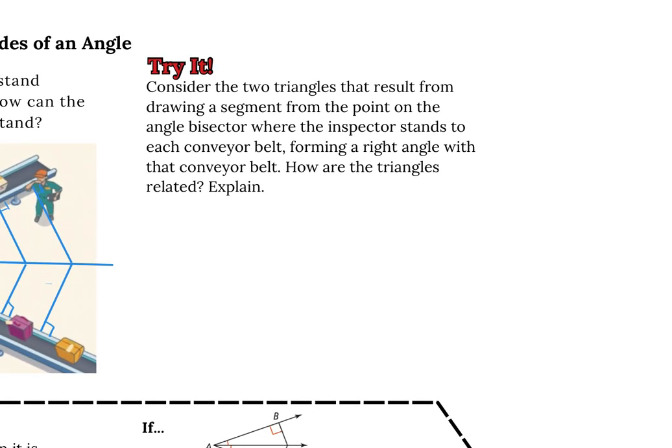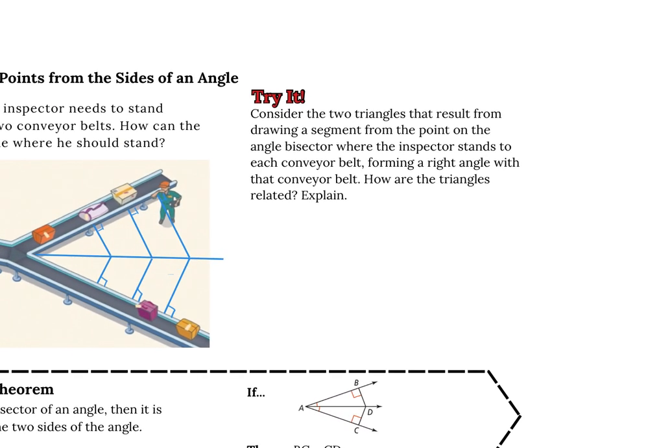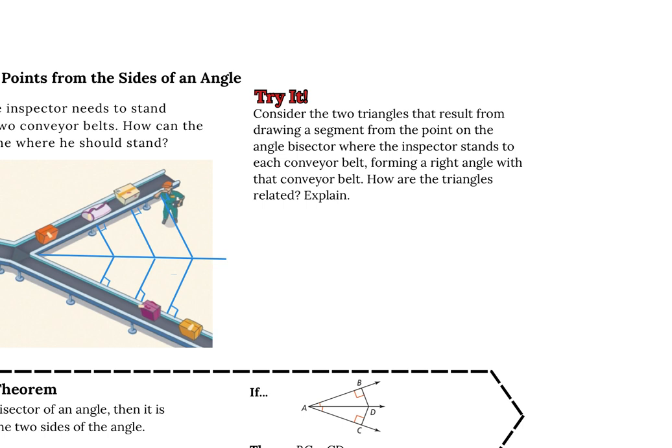All right, try it. Consider the 2 triangles that result from drawing a segment from the point on the angle bisector where the inspector stands to each conveyor belt, forming a right angle with that conveyor belt. How are the triangles related? Okay, so they're asking us about these 2 triangles here, and they want to know how they are related.